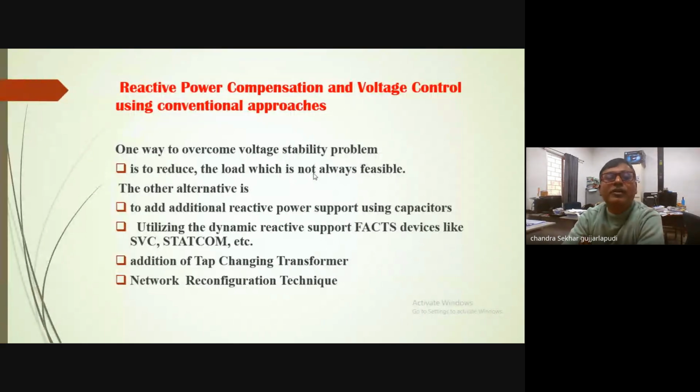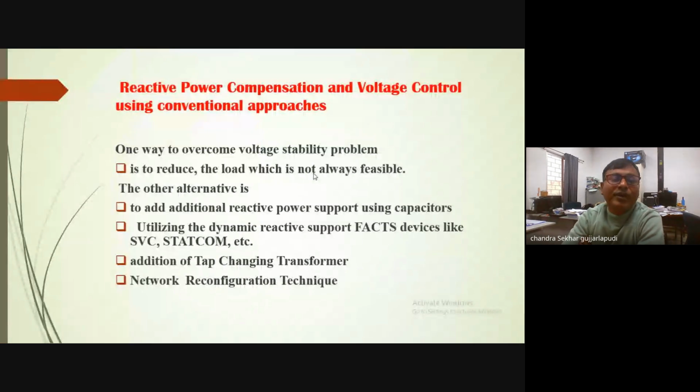So if we have options to reduce our load, that will minimize the stability issue. Then if we have options to introduce reactive power support, particularly leading var, whenever a reactive power mismatch problem is there, we can introduce capacitive var. So that is also one of the solutions.